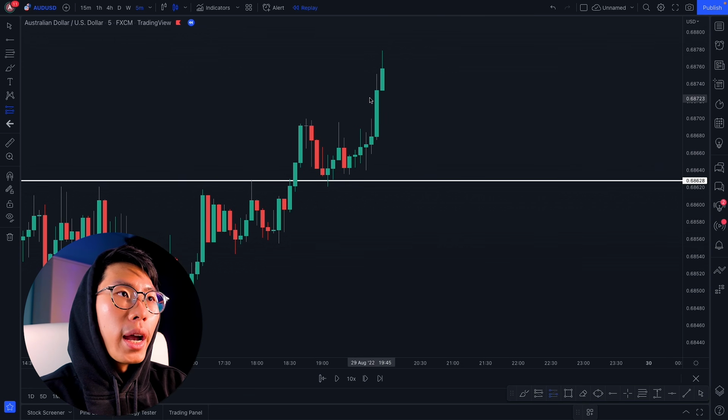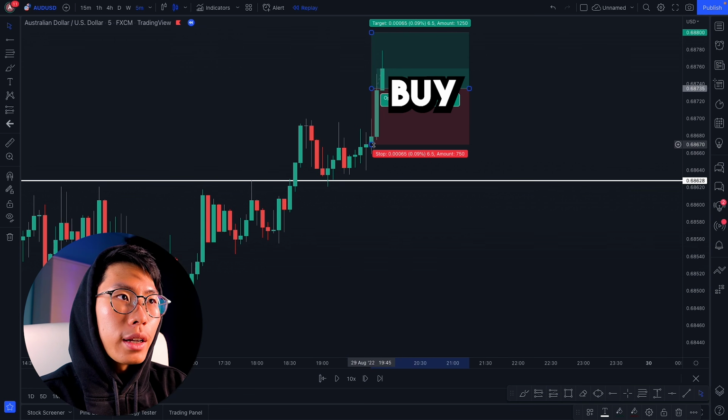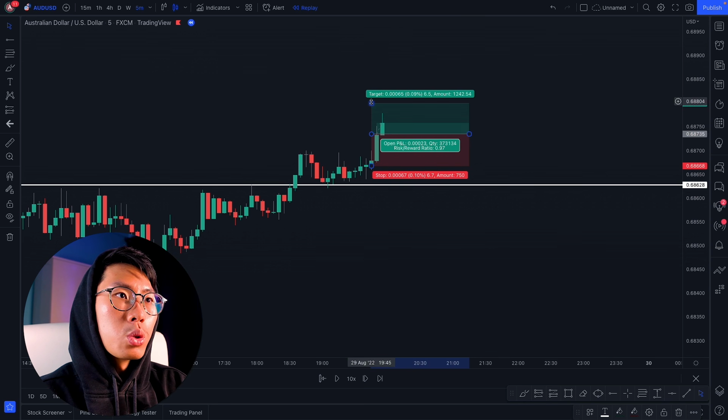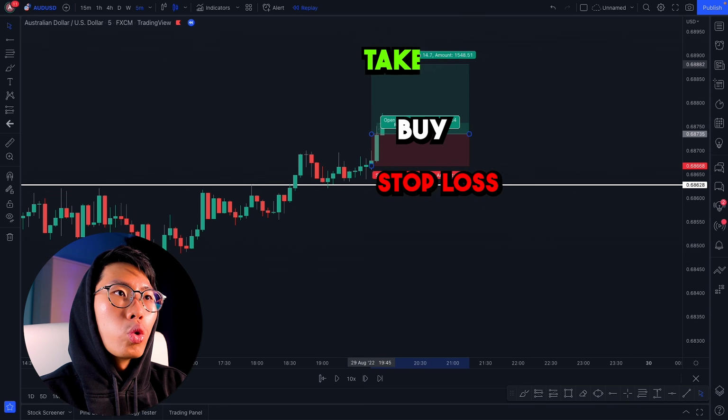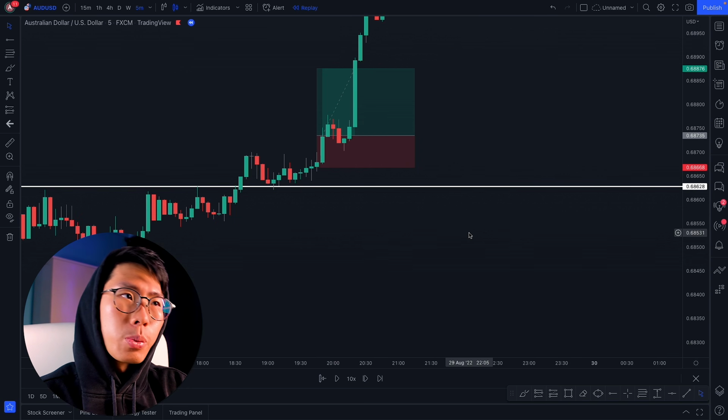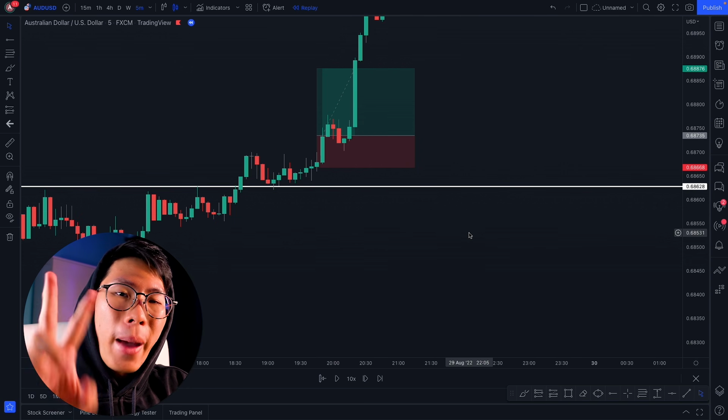So I will enter for a buy right here when I see this bullish engulfing candlestick, place my stop loss below it, and then place my take profit at 2 times my stop loss, which is all the way up here. And let's look at how this trade plays out. Absolutely smash your take profit. This is our second win in a row, baby.